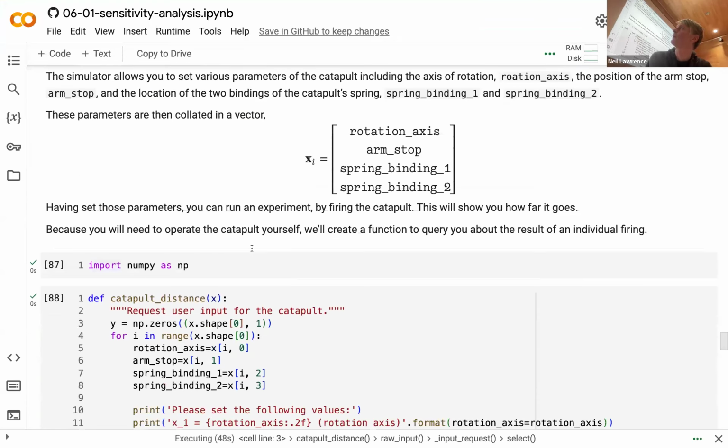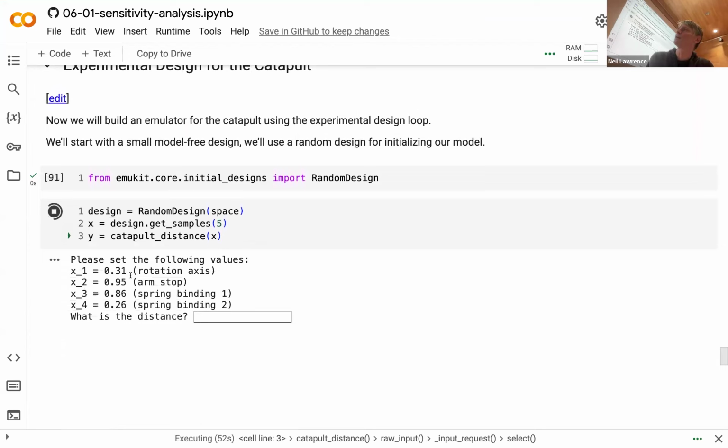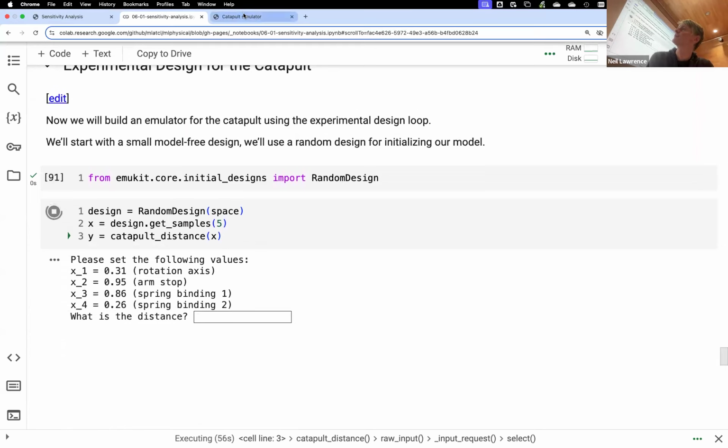In the other tab, we're getting asked to set the following things: 0.31, 0.95, 0.86, 0.26. So who's gonna, how are we gonna remember those? I can't even remember 4 numbers anymore. It's something to do with age. You take a picture, thank you. There we go. Modern people. This is why I can't remember things, because of camera phones.